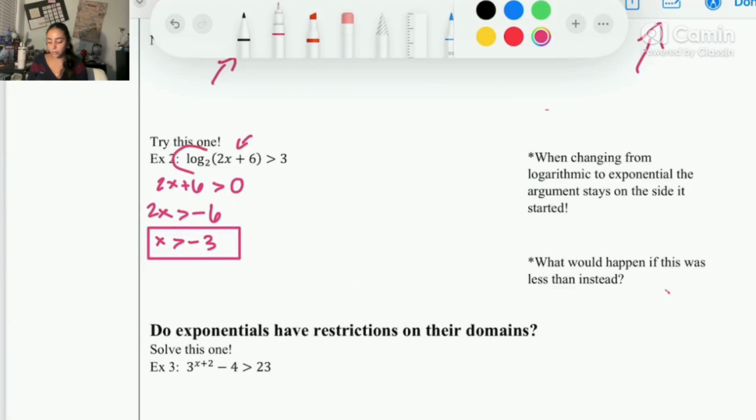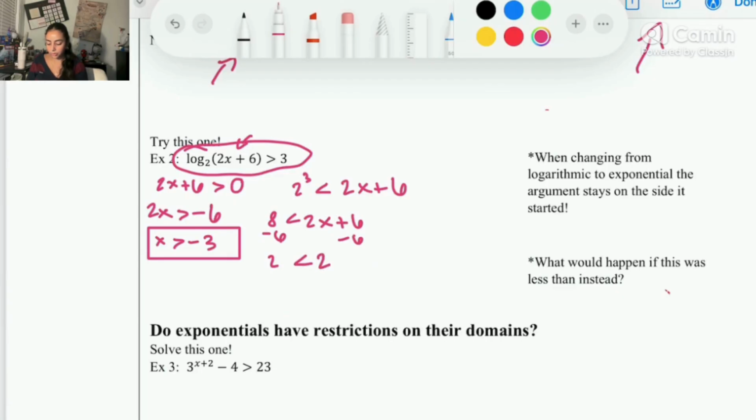Now we can look at the whole equation as a whole. So 2 to the power of 3 is less than 2x plus 6. 2 cubed is 8, which is less than 2x plus 6. Now we can take 6 from both sides, so 2 is greater than 2x. And if you divide by 2 on both sides, 1 is less than x. Or to make that easy to read, you need to say x is greater than 1. So that's our second inequality.